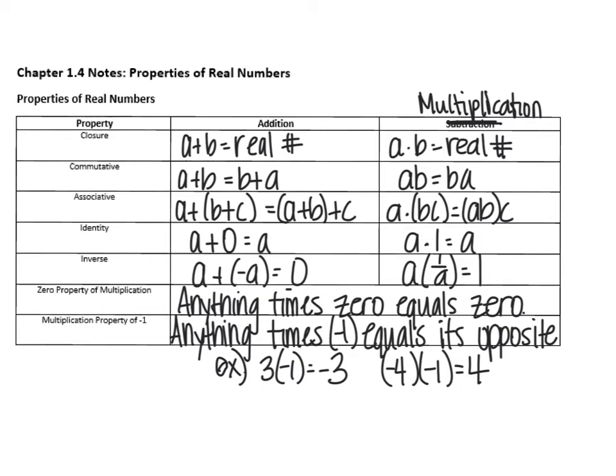The 0 property of multiplication means that anything times 0 equals 0. You should already know that. And the multiplication property of -1 means that if you multiply anything by -1, you get its opposite. For example, 3 times -1 is -3, while -4 times -1 is +4.